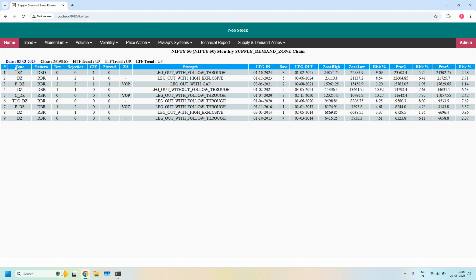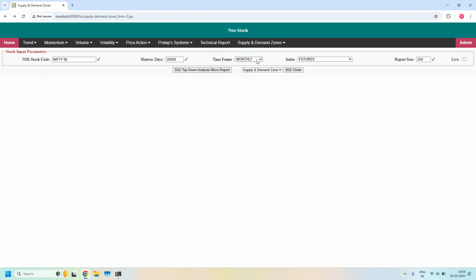For any supply demand zone chain reports, always look into the zone column to find high liquidity zones. And look into the pierced column to find the pierced zones. And always look into the LTF trend to find the trend of the current time frame you have selected. Same rules you apply to the other reports. Okay, next, the weekly supply demand zone chain for NIFTY.